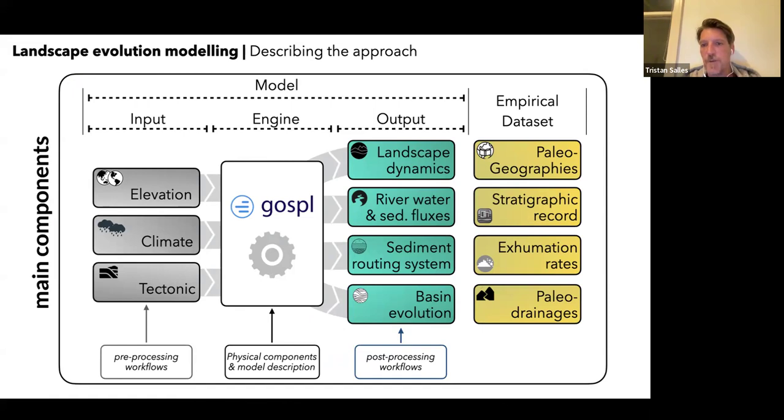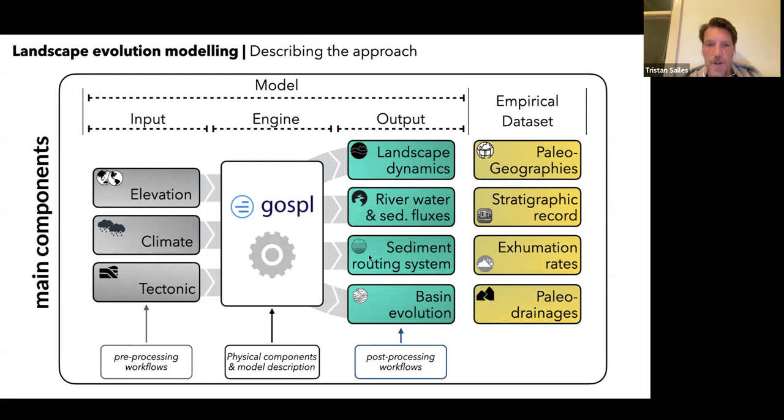So you will give as input a set of parameters, so the elevation, climate, tectonic, and you will get as a result of your model a series of outputs that you could use to investigate landscape dynamics, but also river water and sediment flux from rivers, and also you've got the ability to store stratigraphic layers over time, and so you can potentially reconstruct a basin evolution. And of course, like in any other models, you will test your initial input versus empirical data, and potentially have to basically loop back and forth between these inputs and the empirical data based on the outputs you've generated.